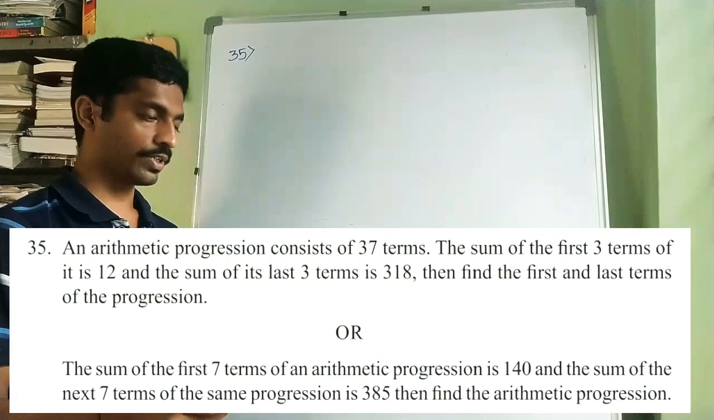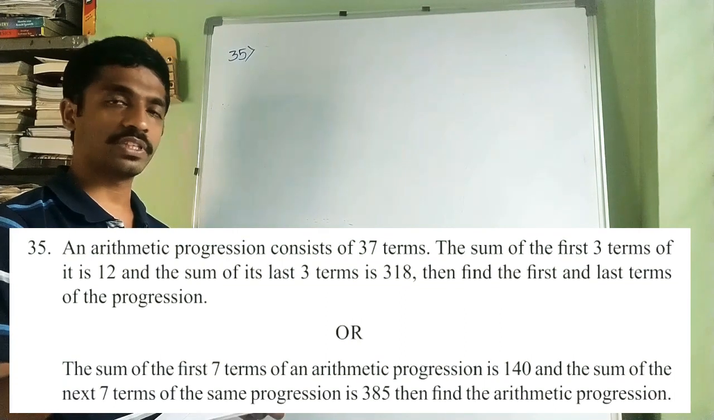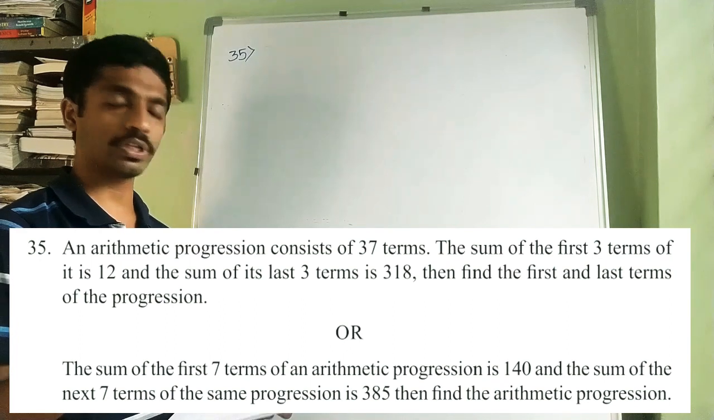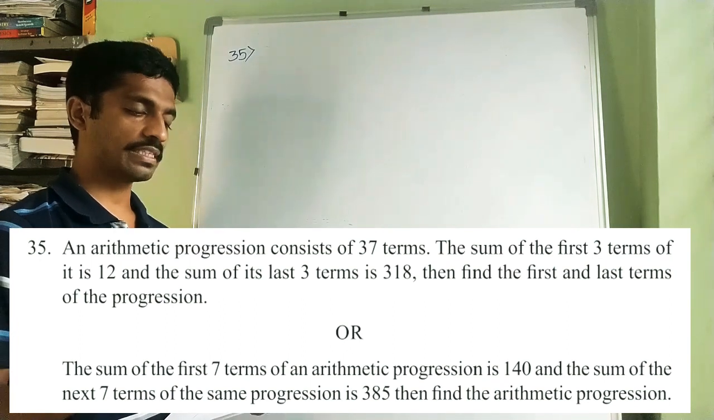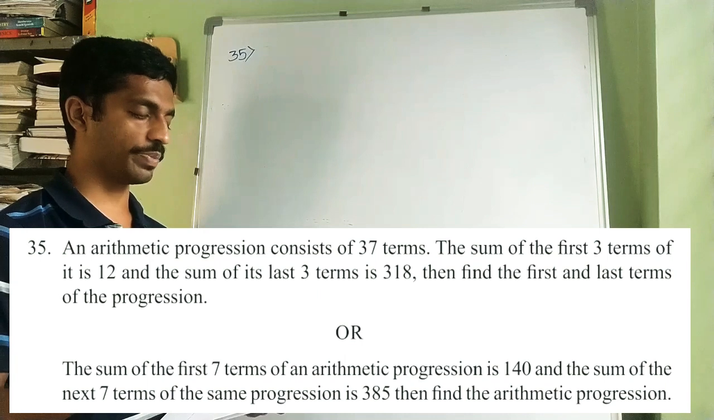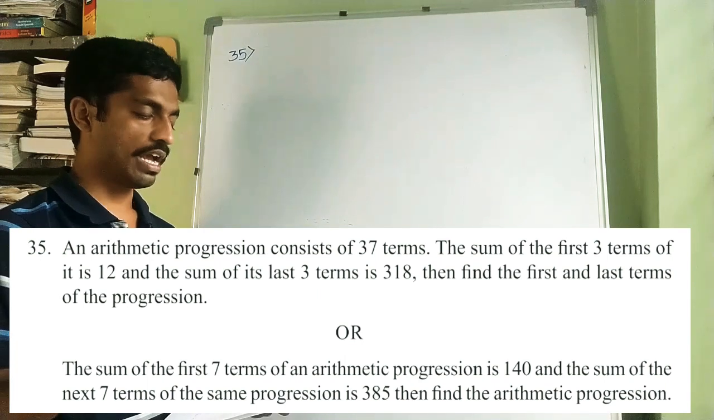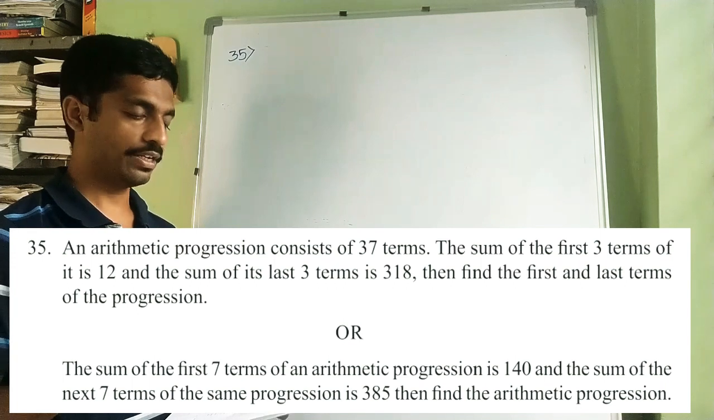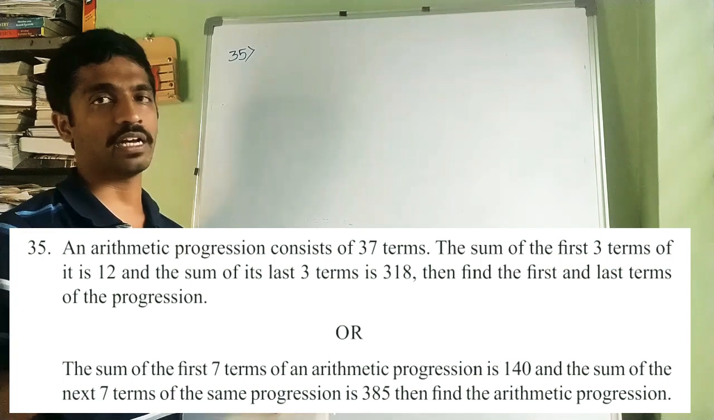35th question. An AP consists of 37 terms in an arithmetic progression. Total 37 terms are there. The sum of first 3 terms of it is 12 and the sum of its last 3 terms is 318. Then find the first and last term.